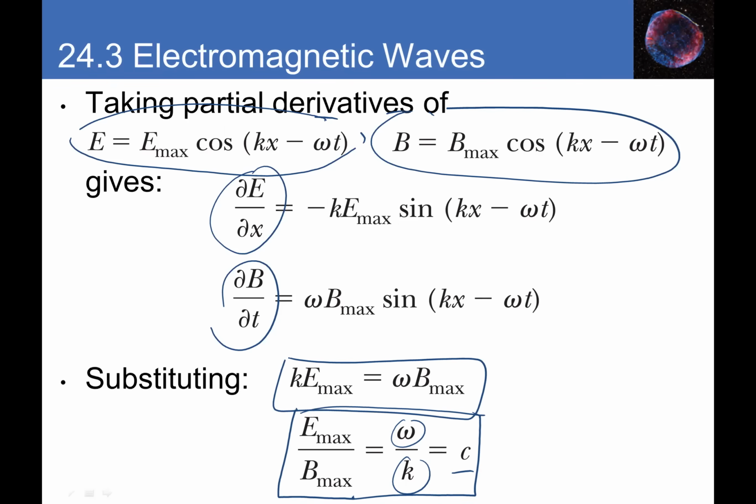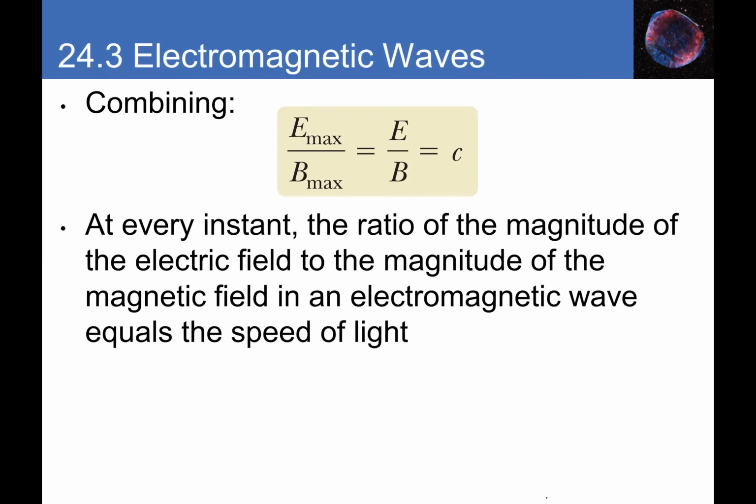Because remember, if I end up with just that, then I can see that what I get here is omega over k, right? Omega over k is equal to E max over B max. But we know that omega over k in the previous slide is just the speed of light. That means E max over B max is also equal to the speed of light. And that's basically what we have. That means anytime you take the electric field divided by the magnetic field, even if time varying, you will get the speed of light. But the easiest way maybe is to divide the amplitudes, electric field amplitude over the magnetic field amplitude. Okay, you can see at every instant, the ratio of the magnitude of the electric field to the magnetic field, E over B in an electromagnetic wave, equals the speed of light.